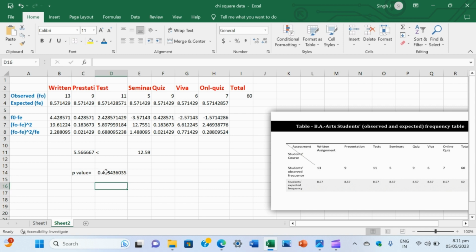If the p value which we obtain is less than 0.05, then only it will be significant. The null hypothesis is accepted in this case, because the p value is 0.47, which is much larger than 0.05. In this way we test the null hypothesis using the Excel software.